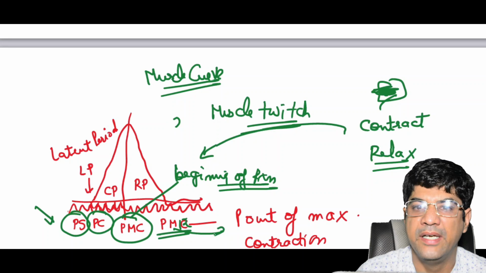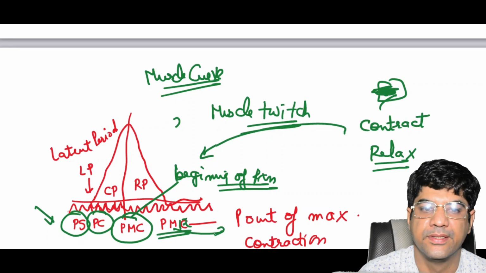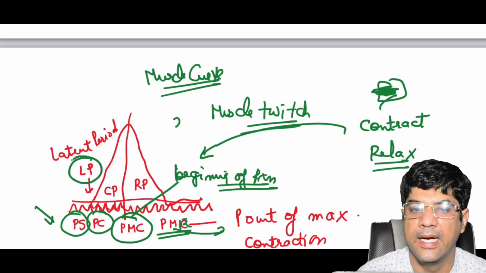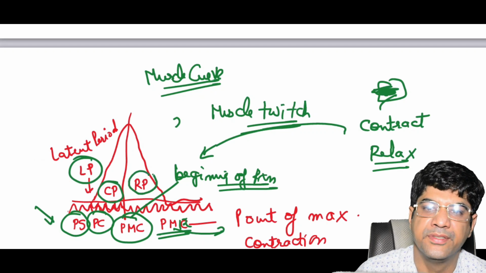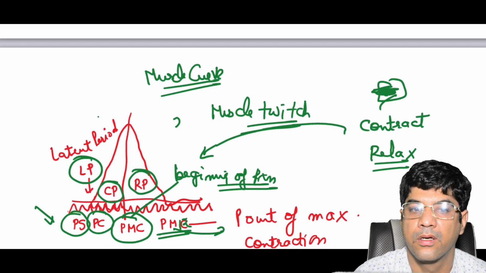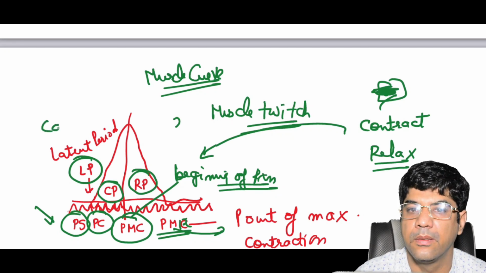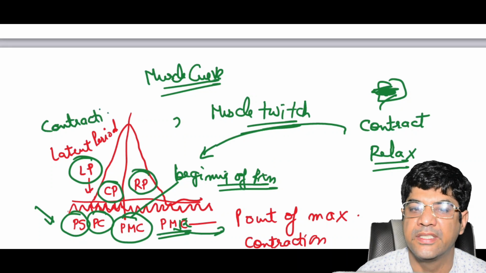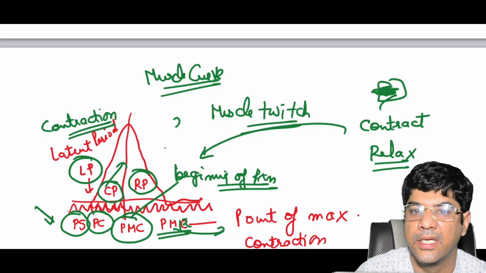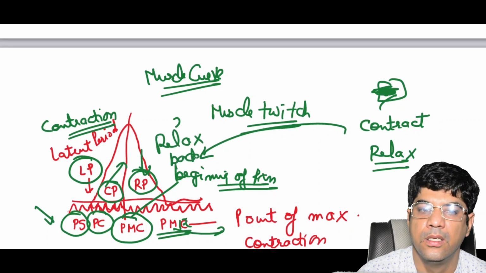Now these 4 points divide the muscle curve into 3 periods. The first is the latent period, the second is the contraction period, and the third is the relaxation period. The latent period is the time between the application of the stimulus and the start of the contraction. The contraction period is the time during which the muscle is contracting, and the relaxation period is the time during which the muscle relaxes back to its original position.